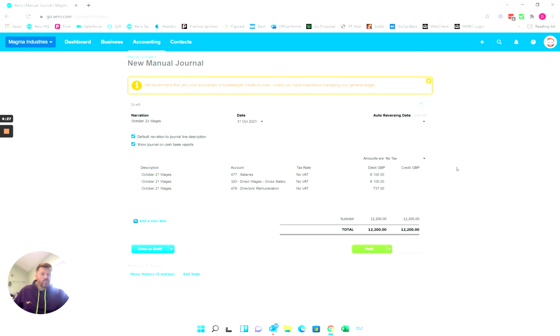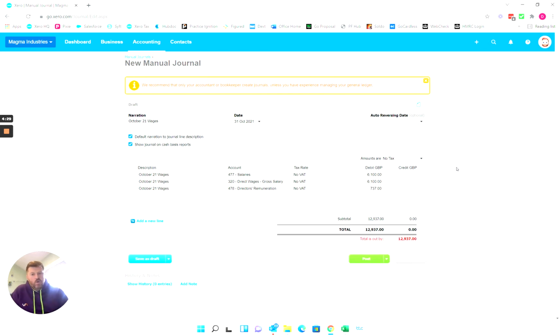And then we have our director's remuneration, which is £737, and that there goes out to the director. That's the optimal salary for a payroll of this size, for the director to take up the salary at the most tax efficient rate.